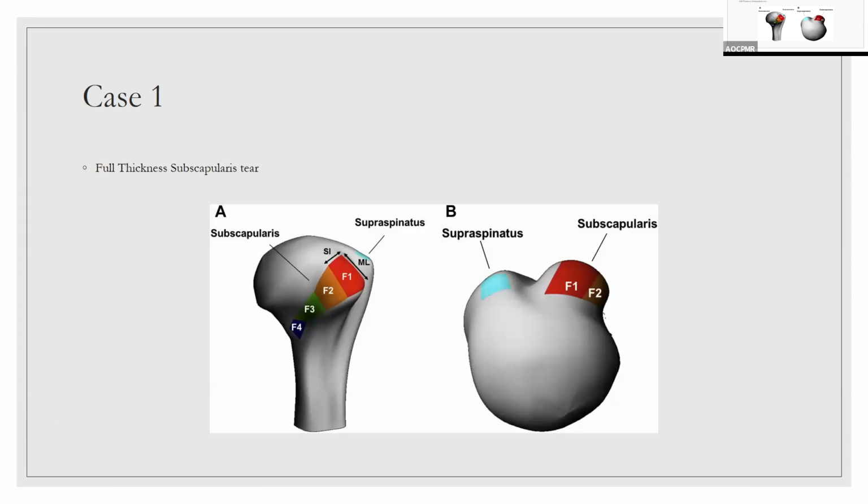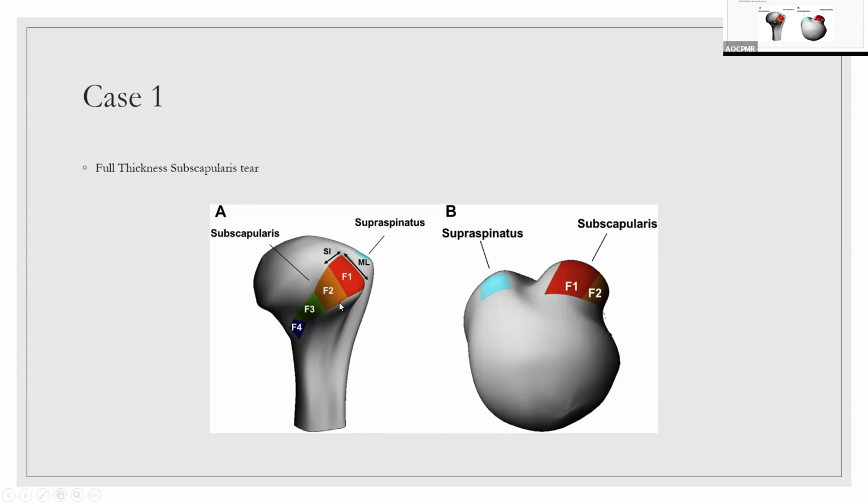Why did I pick this case? Because I wanted to teach you guys something important about the attachment of the subscap. Remember, it attaches on the lesser tuberosity, right? It actually has a comma shape. You've got to bear with me here. Think of it as a comma shape where most of the tendon attaches at the circular part of the comma. By far the majority of it attaches at the F1, F2 area. And then the F3, F4 area tends to be less tendinous and more just muscular attachment right onto the bone.